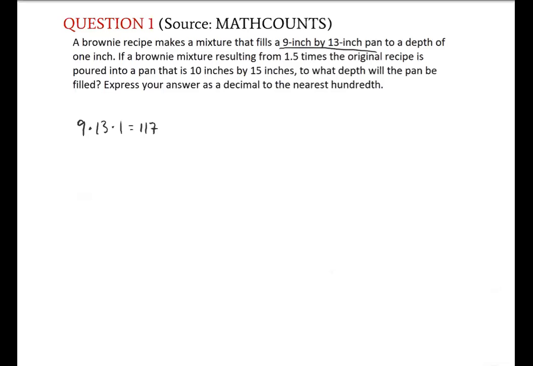And then we know that if a brownie mixture resulting from 1.5 times the original recipe is poured into this pan, we want to multiply 117 by 1.5 to get 175.5. And then this is going to be our volume of the brownie.